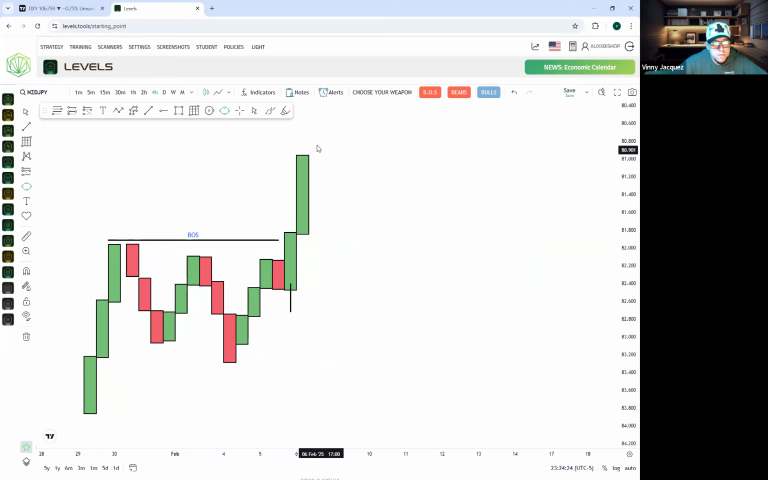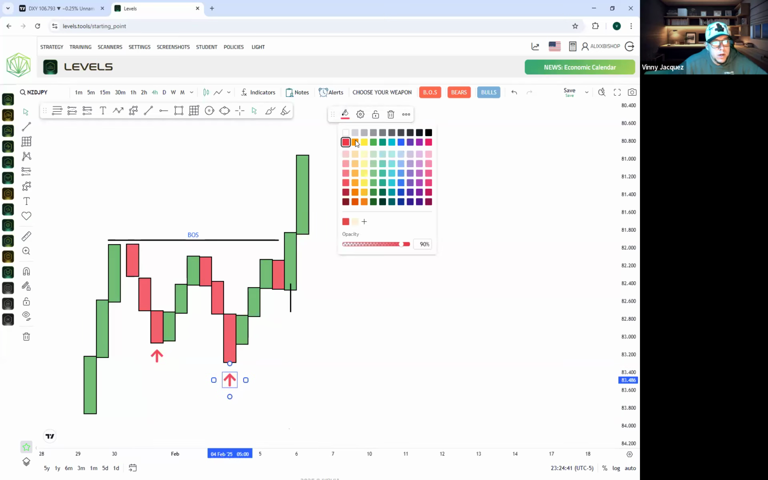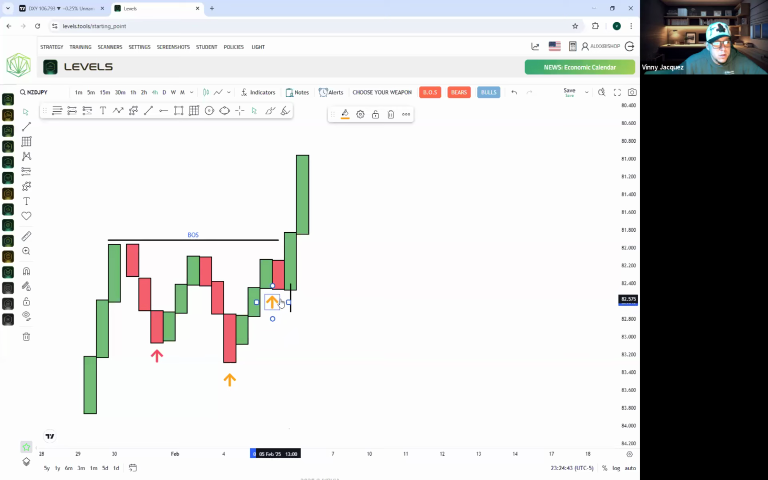So again, once we've found our breakout rally that gives us the BOS to the upside, we have to follow that rally back down to the last selling candle. So which one is my last selling candle before the break of structure, guys? You tell me.